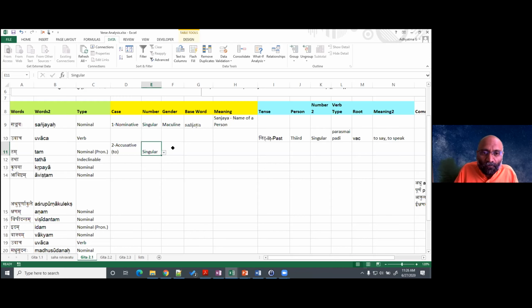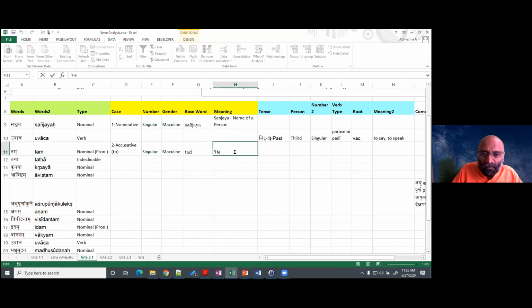This is also singular, it's masculine, and here the base word is tad. How do you know tad is the base of tam? As I said, it requires some knowledge of grammar. If you have already been attending Sanskrit class, you can easily understand what it means. Tad is the base word here, and the meaning is he. But it's the second case, singular, so in English it will become him.